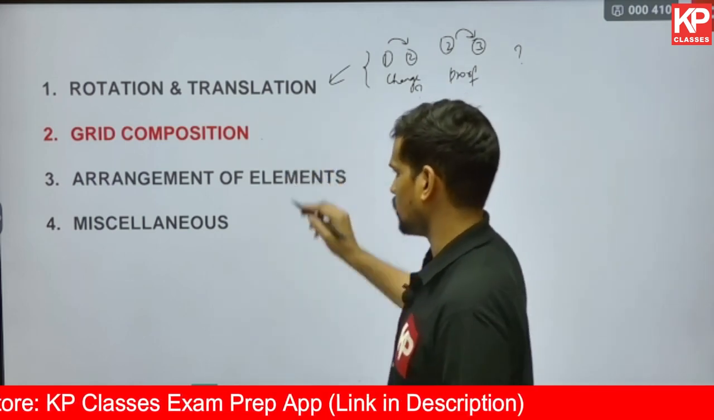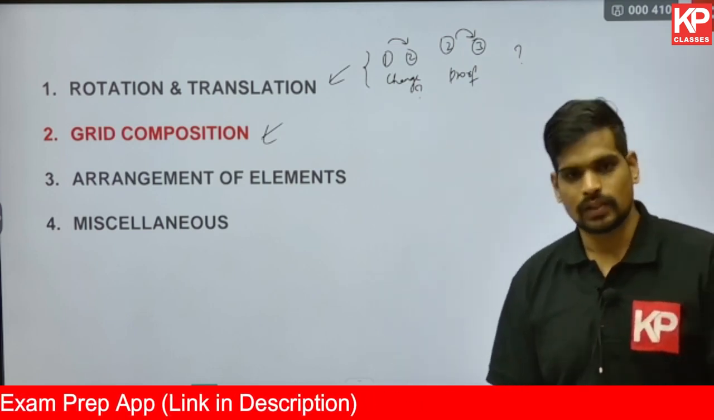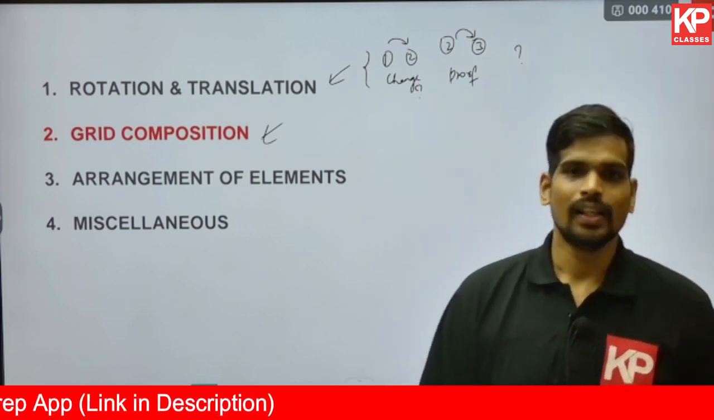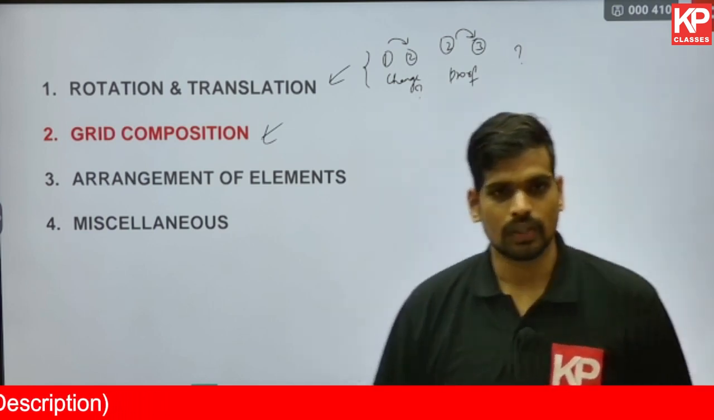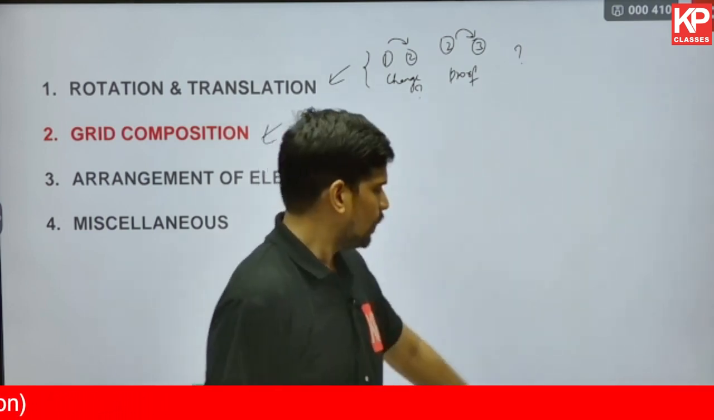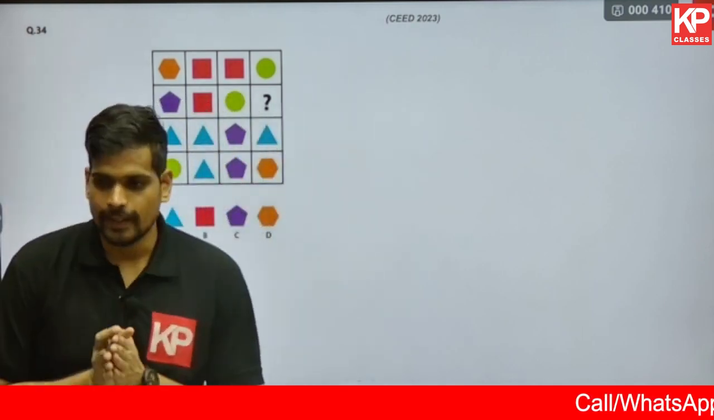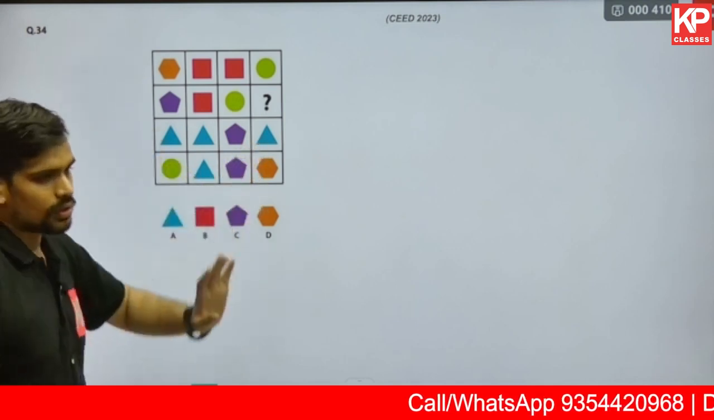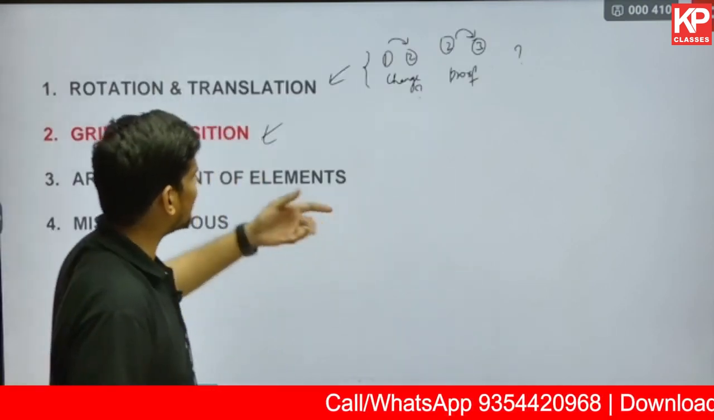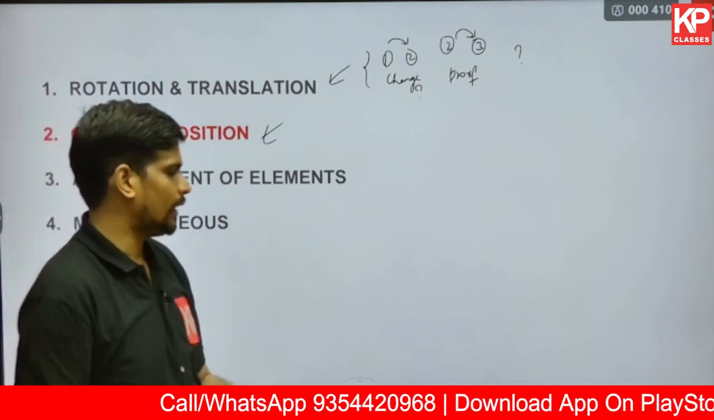So grid composition, that's number 2. Let us look into the example questions of this model from past CEED examinations. You can practice questions of all these models by looking into the free tests available on our mobile app, like I said. So this is a CEED 2023 question, again an MCQ, which is an arrangement. So this is basically a grid composition. There are some elements arranged in the form of a grid. Something in that grid is missing and you'll need to identify it.